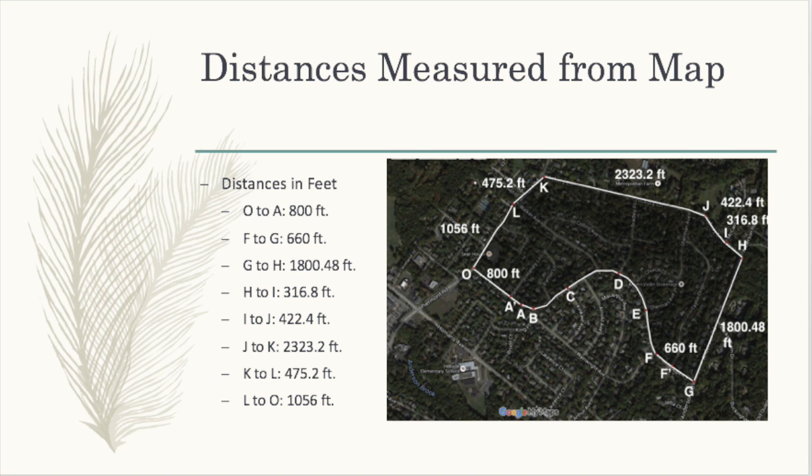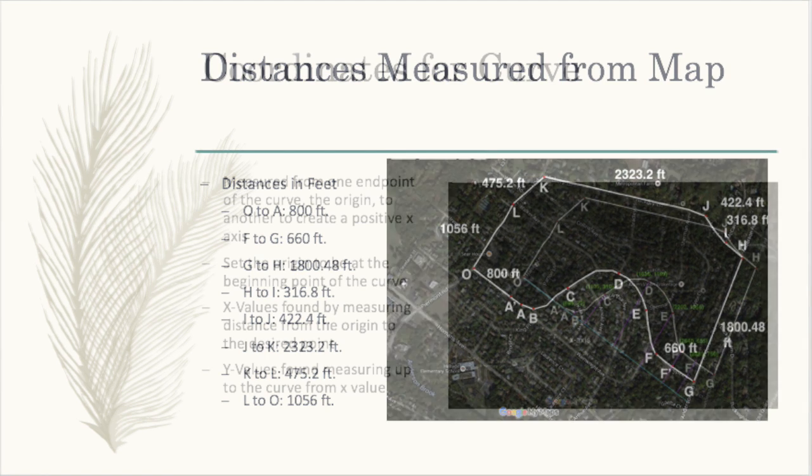The distances in feet are shown below. O to A was 800 feet, F to G was 660 feet, G to H was 1,800.48 feet, H to I was 316.8 feet, I to J was 422.4 feet, J to K was 2,323.2 feet, K to L was 475.2 feet, and L to O was 1,056 feet.